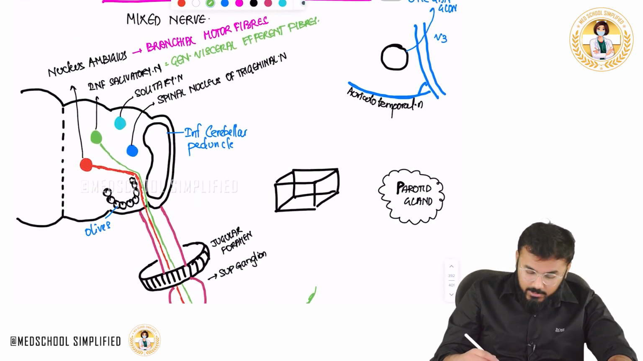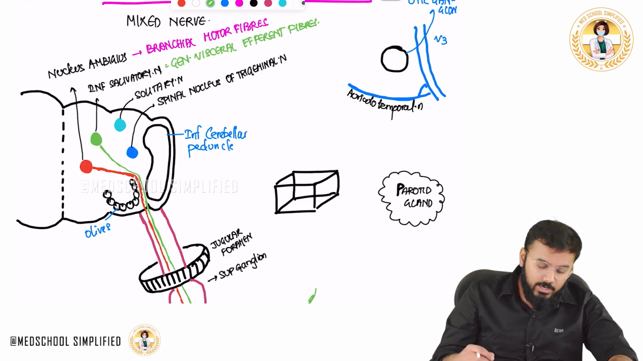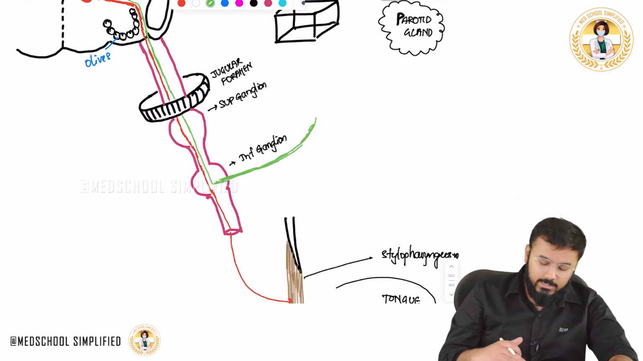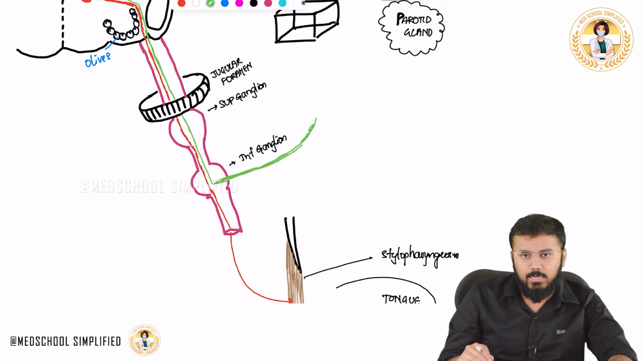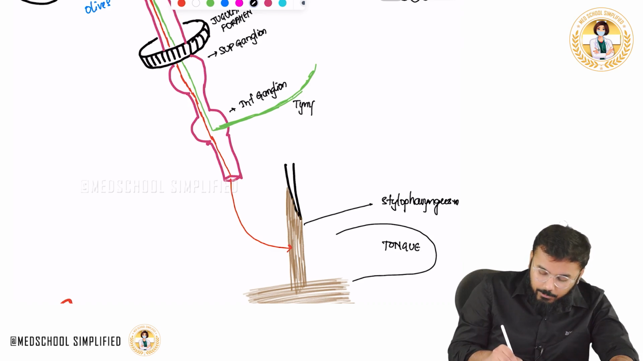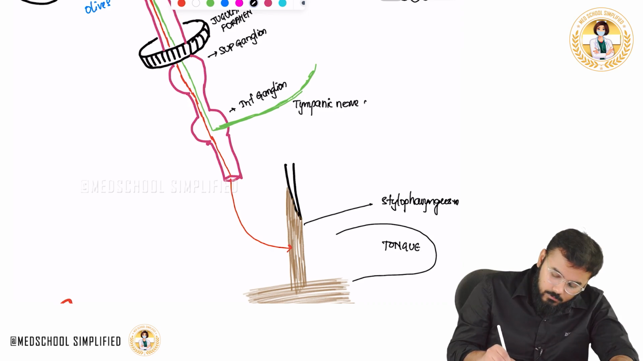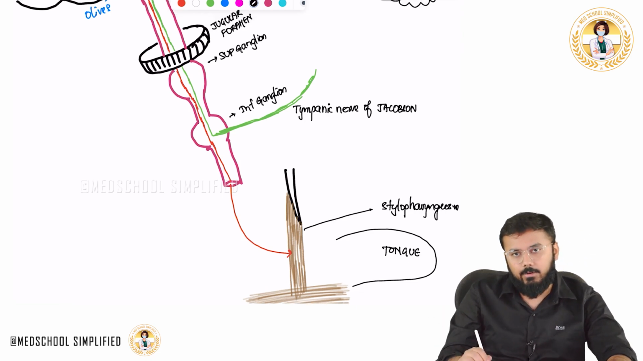So what fibers are these? These are general visceral efferent fibers. As they're exiting out of the inferior ganglion, they exit out as a special nerve called the tympanic nerve of Jacobson. Let me write it down. They exit as the tympanic nerve of Jacobson.